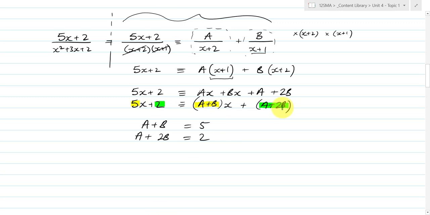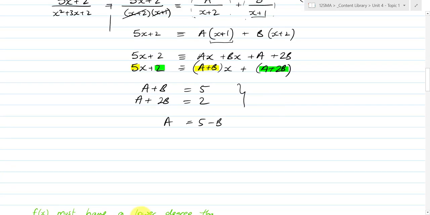So you're going to set this out and build an understanding of how many x's you have on the right hand side and how big your constant term is in terms of a and b, and then write those equivalent statements that produce a set of simultaneous equations. Now I get this in the first one. I get a is equal to 5 minus b, and therefore I get 5 minus b plus 2b is equal to 2, which means that b is equal to negative 3, and therefore a is equal to 8.